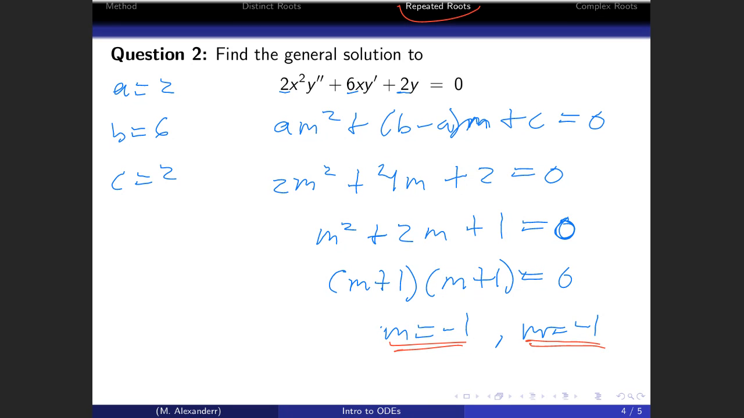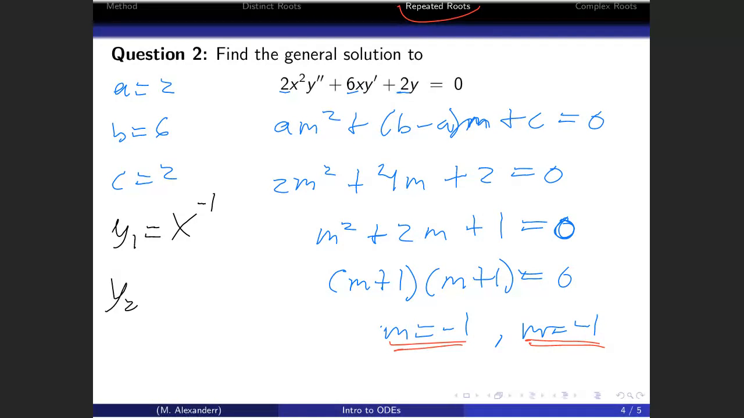And so that means that the linearly independent solutions to this homogeneous equation are going to be the following. y1 is going to be x to the -1, but then for y2 we have to multiply by the ln of x. Okay, so that's the tricky part here. We have to multiply by the ln of x. So those are your two linearly independent solutions.